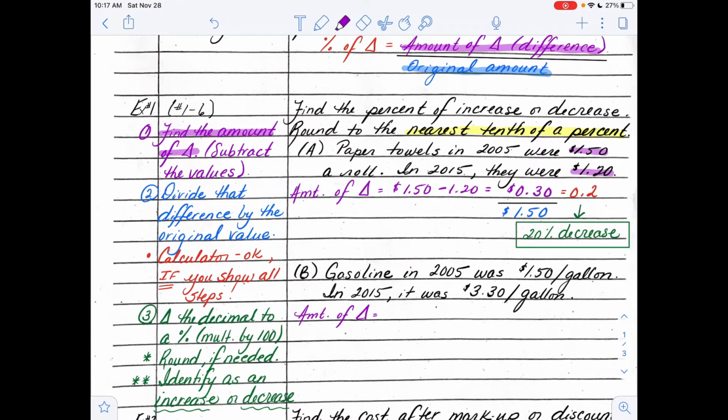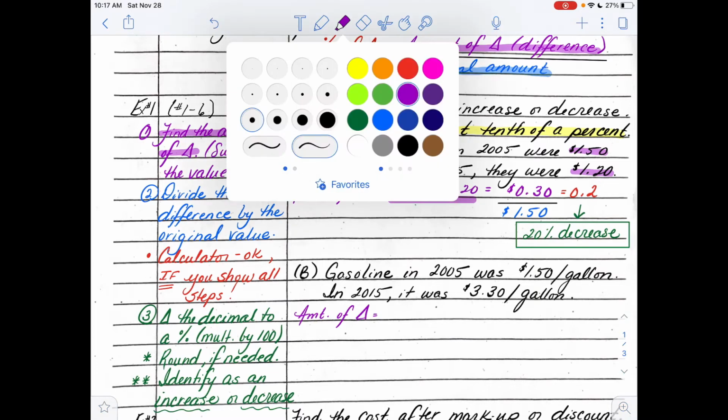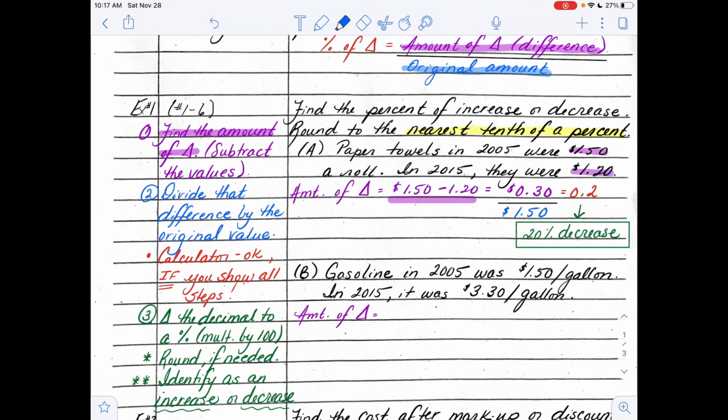So notice I'm showing my work, which you are going to as well. We're going to find the difference of those values. When I subtract them, I get 30 cents. Now, we're going to go ahead and take that difference and we're going to divide that difference by the original value. What did they start at? Well, they started in 2005 for $1.50. So I'm going to go ahead and divide that by $1.50.